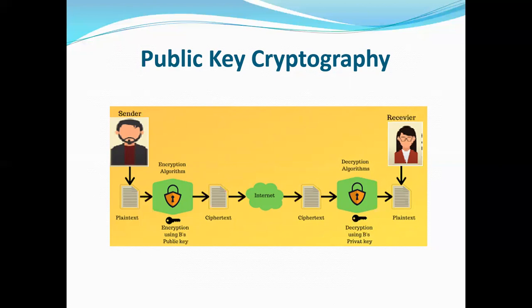First, Alice creates a pair of keys, one public key and one private key. She keeps the private key with her own and puts the public key in the public key server, which anyone can access. Now, Alice also informs Bob where he can get her public key. Now, Bob gets her public key.